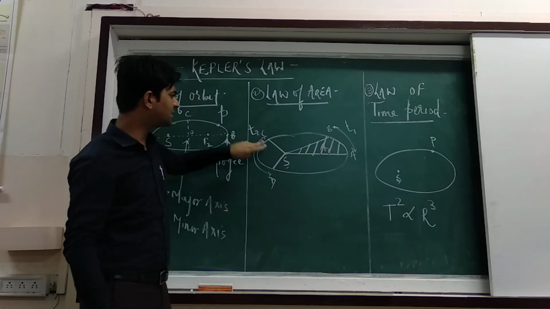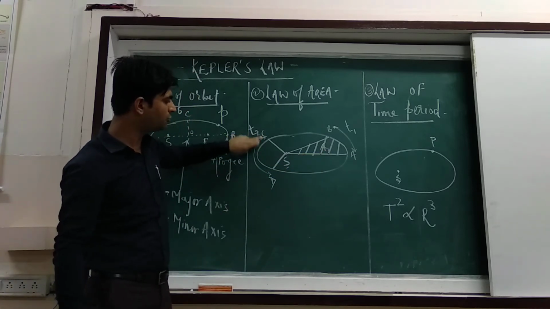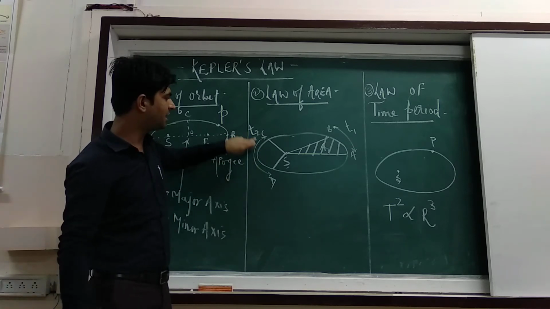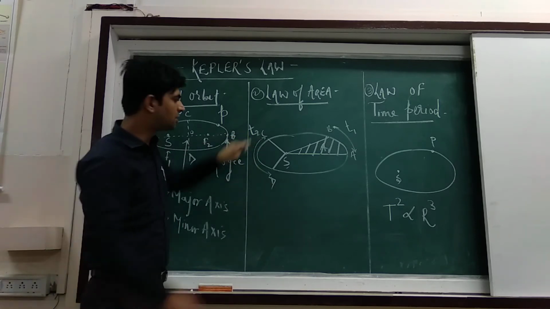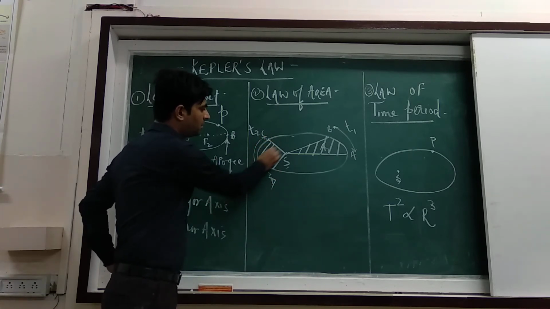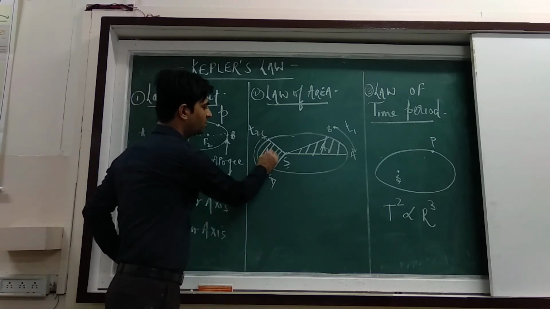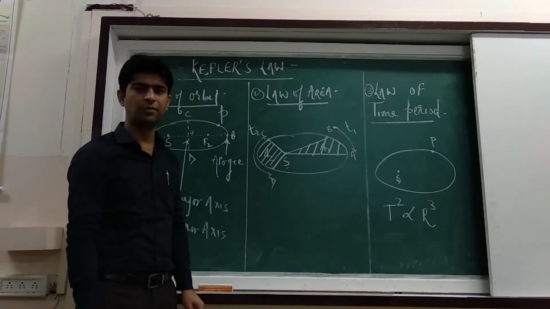At a certain instant this planet has reached point C, and from point C to point D it takes time t2. So if I join again point C and point D, again a region is formed, and let me consider this region with area A2.